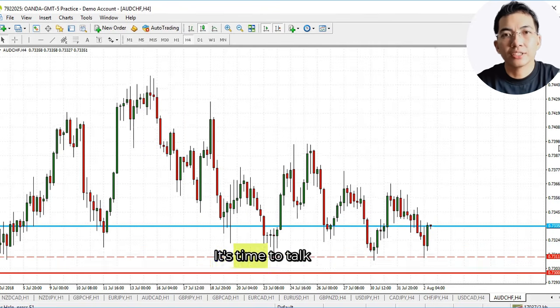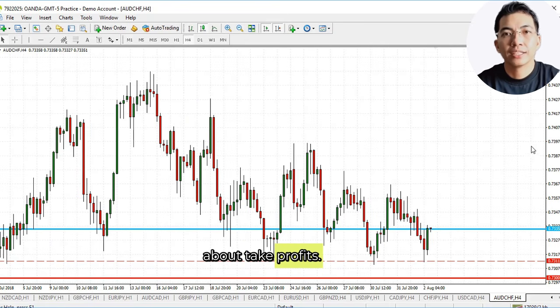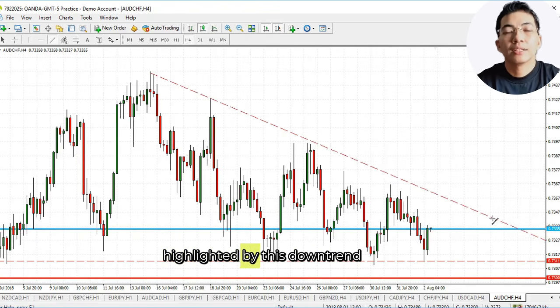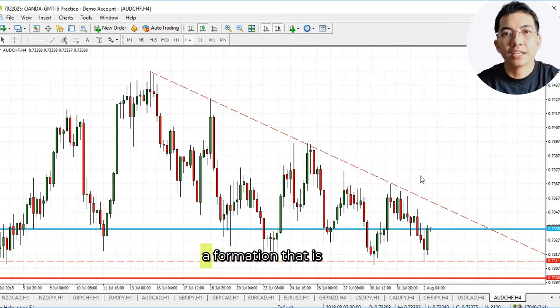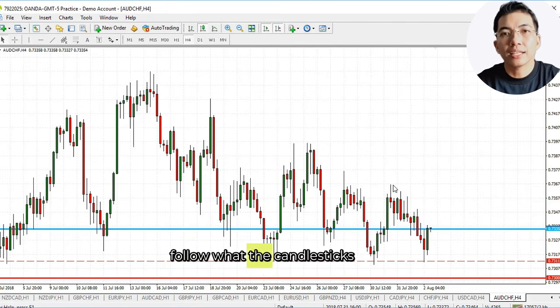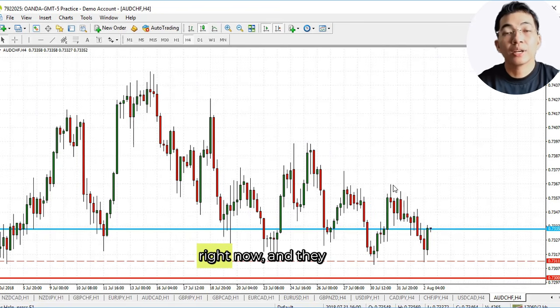It's time to talk about take profits. In this case, it is very hard to place a take profit because we have lower highs on the market highlighted by this downtrend line, and this is a formation that is called descending triangle. But I don't really want to talk about it now. I just want to follow what the candlesticks are saying to me right now, and they are saying that we might have a reversal on the support.